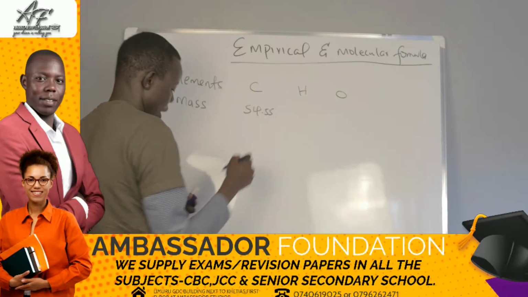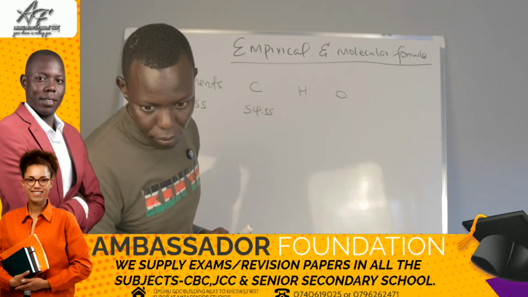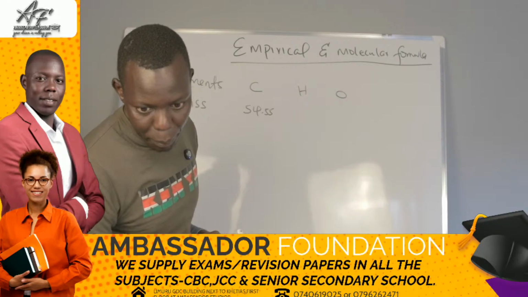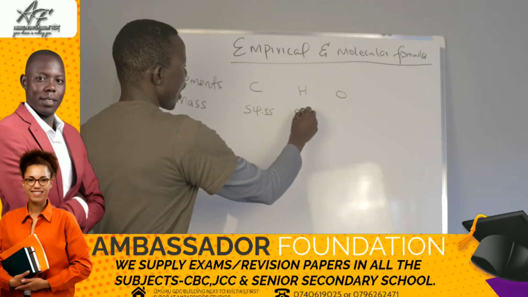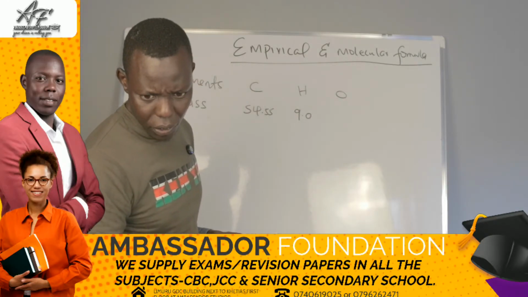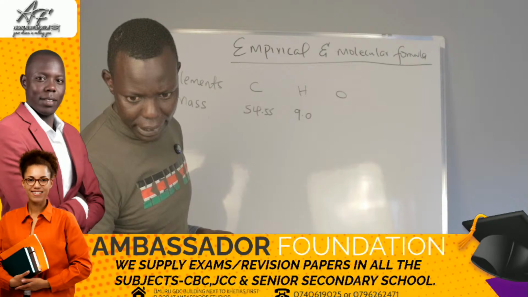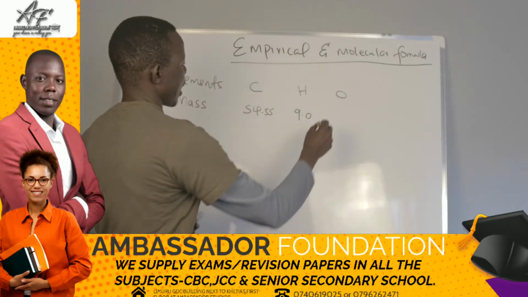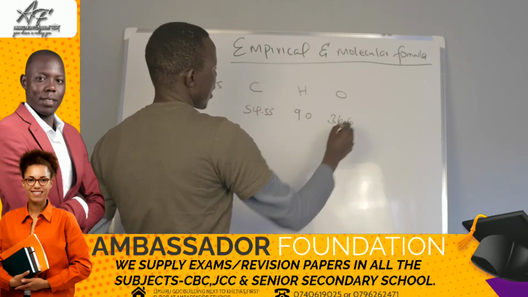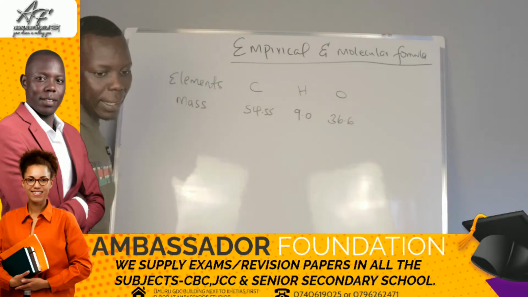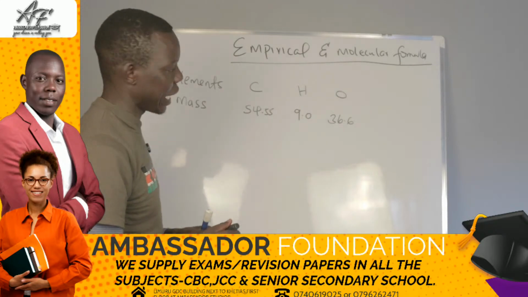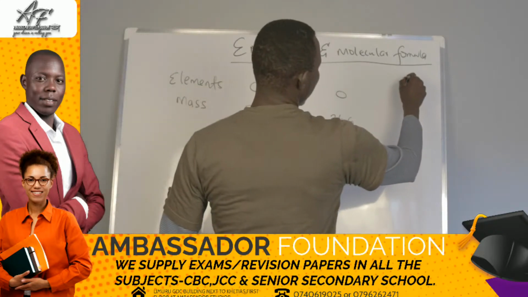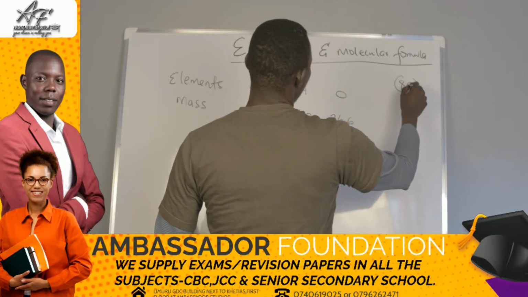54.55 carbon, 9.0 for hydrogen. What about oxygen? Oxygen is giving us 36.36. Now, the other information that you are given is that its molecular mass is 88. If its molecular mass is 88, calculate the molecular formula.